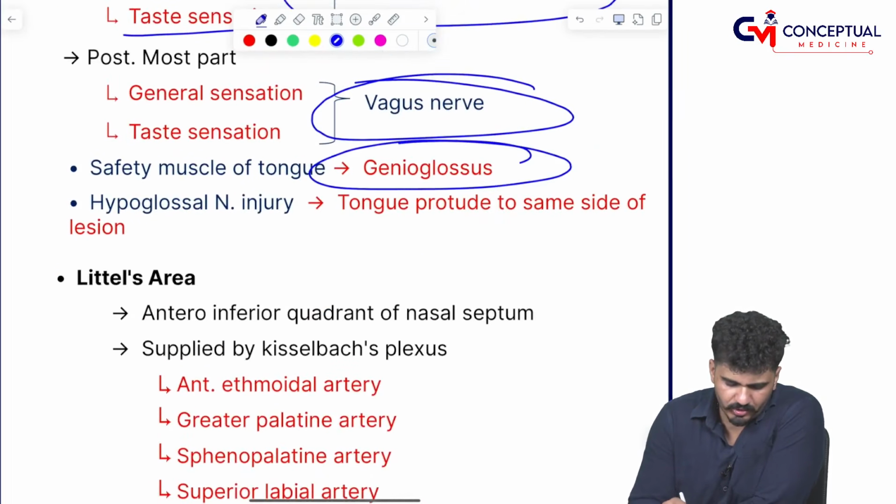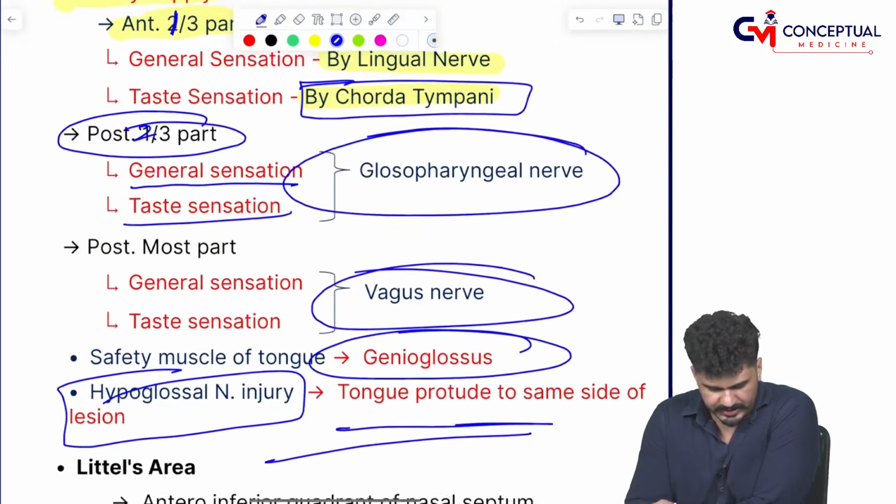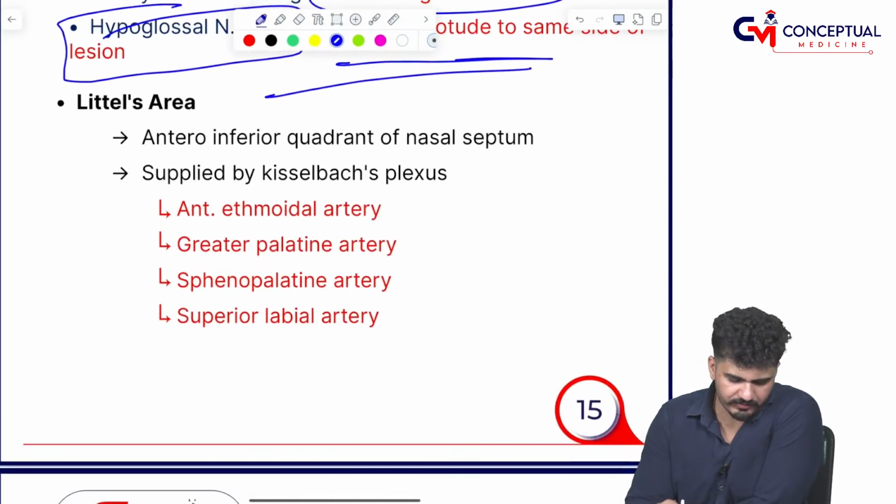Safety muscle genioglossus. If there is an injury to the hypoglossal nerve, the tongue will protrude to the same side of the lesion. Same side of the lesion.